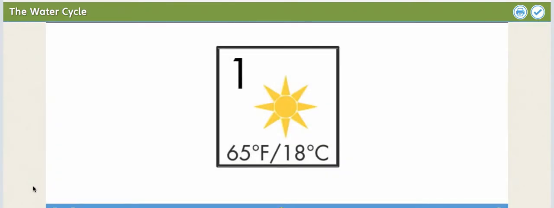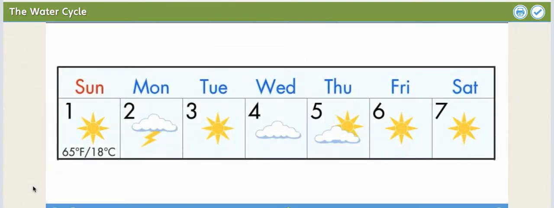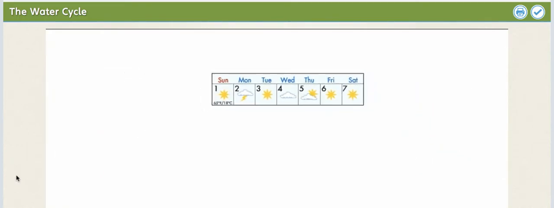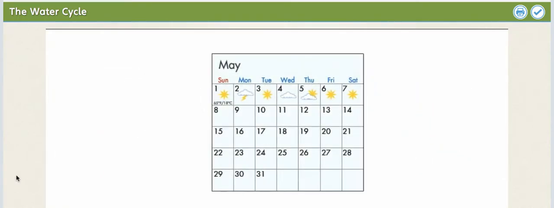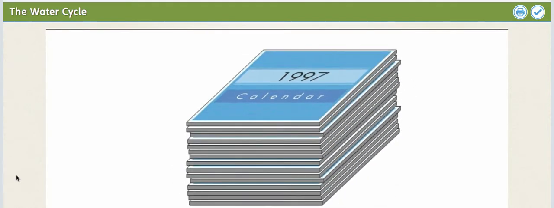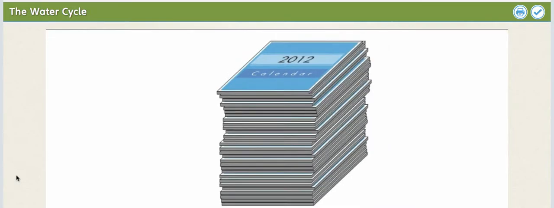The water cycle is a main factor that causes daily weather conditions. Weather is the day-to-day changes in temperature, winds, precipitation, and other conditions. Climate is the average of weather conditions over a long period of time, usually 30 years. Climate includes average temperatures, average amounts of precipitation, and how much the temperature changes during the year.